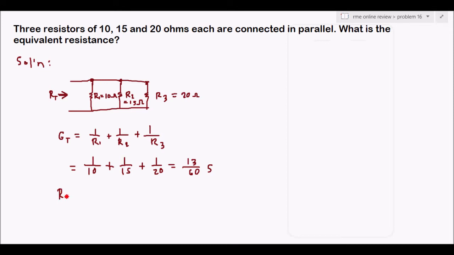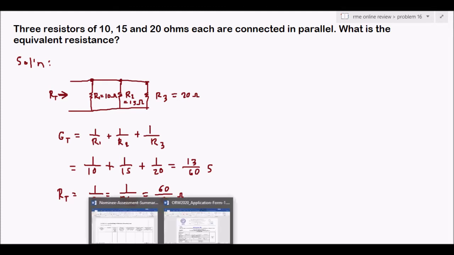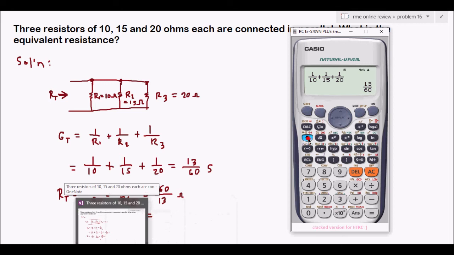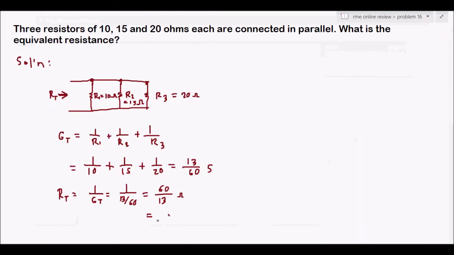So if we are going to get our total resistance, that is only the reciprocal of our total conductance. So we will have 1 over 13 over 60. So this is equivalent to 60 over 13 ohms, or let's have this one in decimal. Okay, calculator. So 60 over 13, that is 4.62. So we will have 4.62 ohms. And this is now our answer.